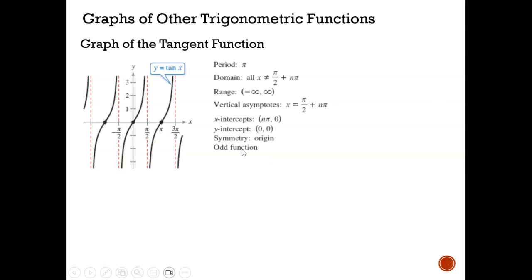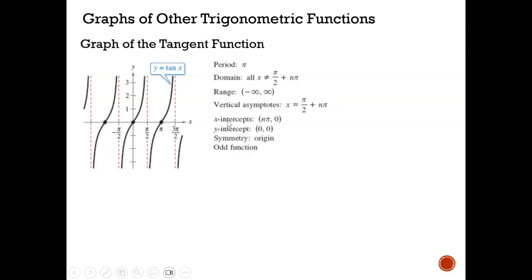Here are the rules for the tangent. The period is going to be pi. So every period is going to be pi. It's going to be like from negative pi over 2 to pi over 2. You see that? That's one period. From pi over 2 to 3 pi over 2 is another period. What that means is the domain is all the x's except at pi over 2. At pi over 2 there are going to be asymptotes, every pi over 2.